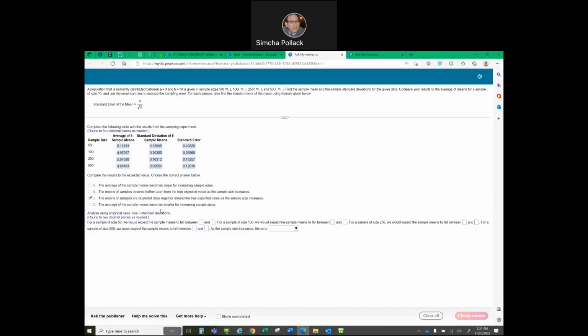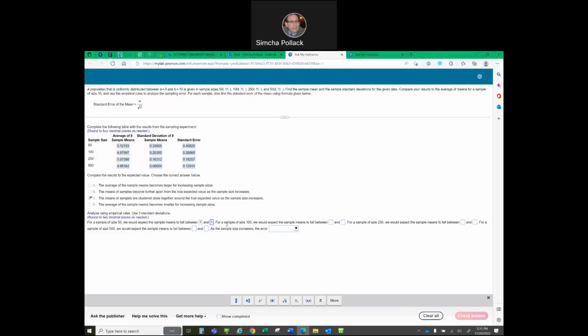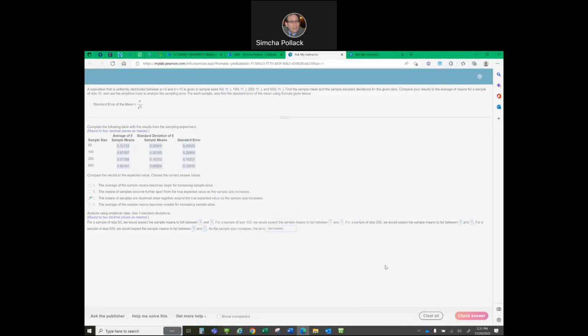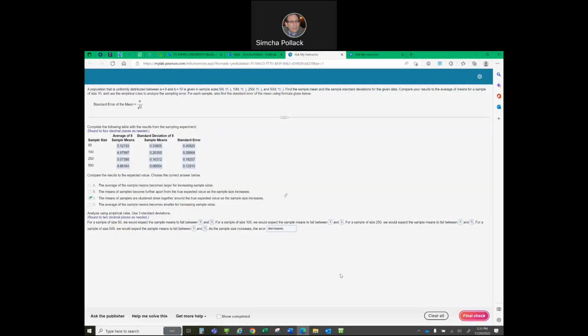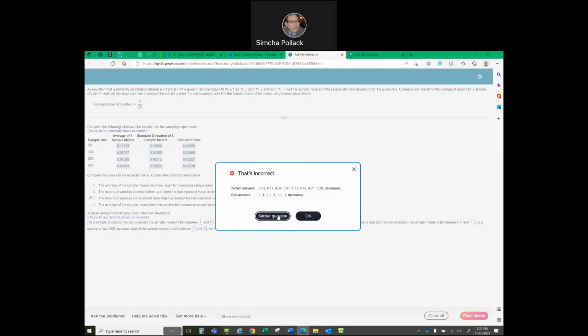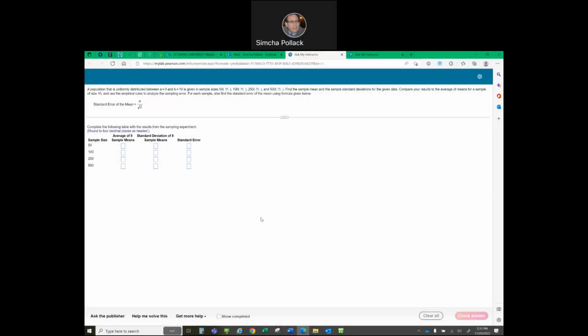Let's pick another example. Okay, I'm going to put in wrong numbers here, just to get another example, so I don't leave you hanging. These will be wrong, obviously. As the sample size increases, the error decreases. That's common sense, and that's what we've been seeing. Okay, our answer is wrong, but check answer, final check. Okay, let's try a similar question. The decrease part is right.